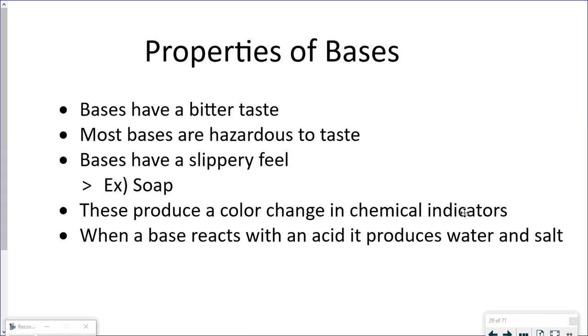Bases also produce a color change with those chemical indicators, but the pH strips, the litmus paper, are going to turn more of a green or blue color with bases, whereas the phenolphthalein actually turns a hot pink color. So like I said, you may have seen this in crime shows whenever they're testing for blood. If they believe blood is there, they'll spray phenolphthalein on it, and it will actually appear as pink. And whenever a base reacts with an acid, it will produce water and then some sort of ionic salt. So that was listed the same on the previous page.